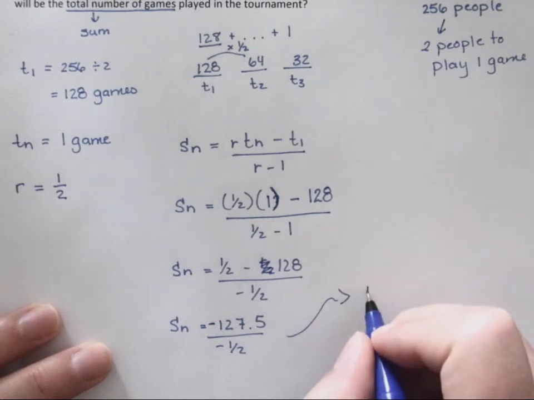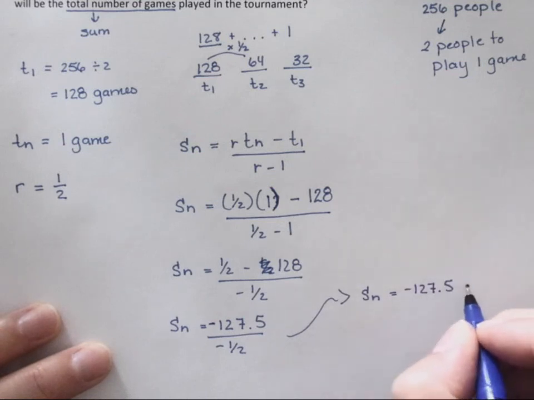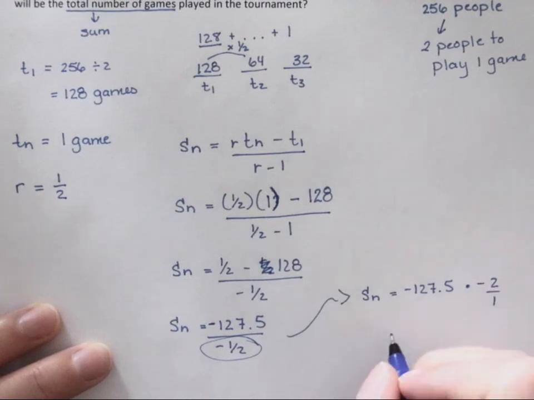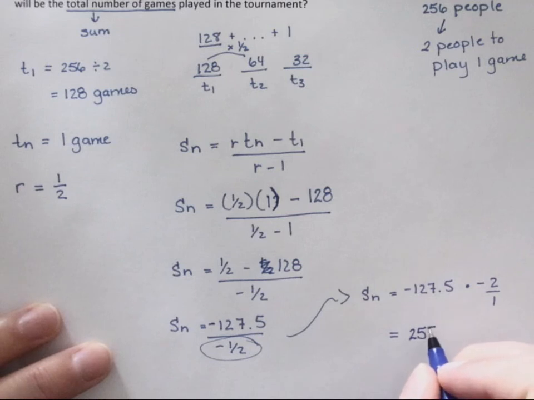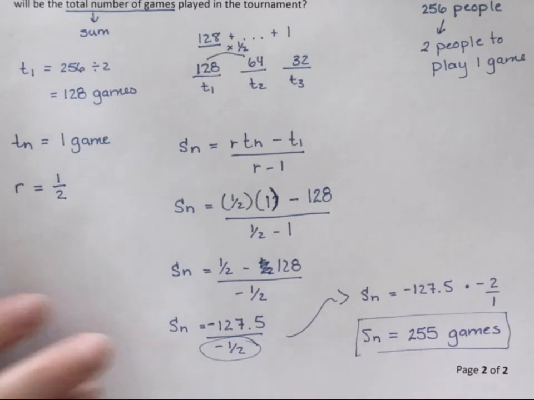So we know that Sn is equal to negative 127.5 times by the reciprocal of that, so times by negative 2 over 1. So Sn, 127.5 times 2 gives me 255 games. So in total, in the tournament, 255 games were played. That's pretty good.